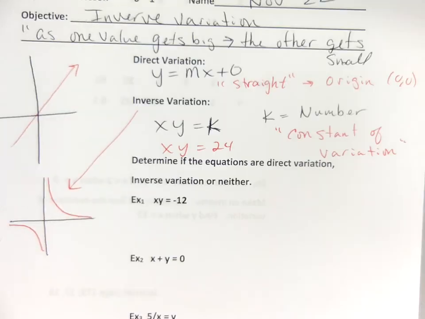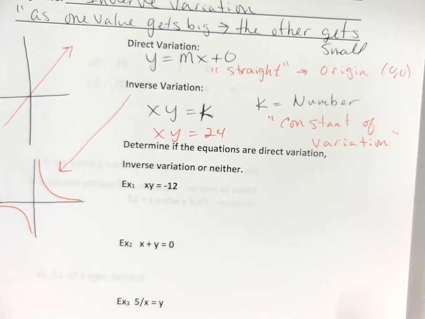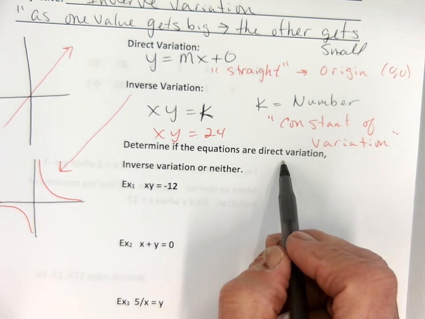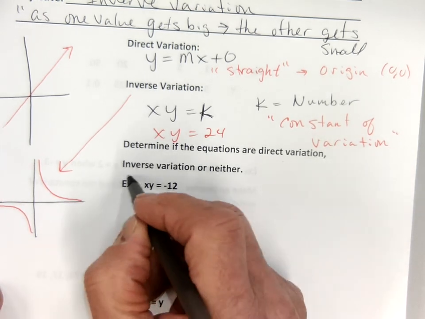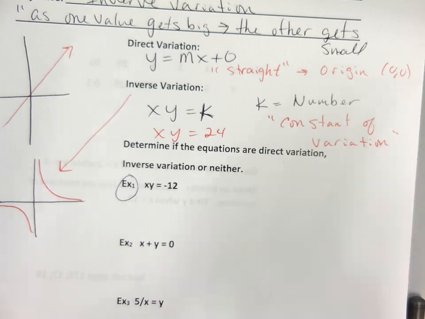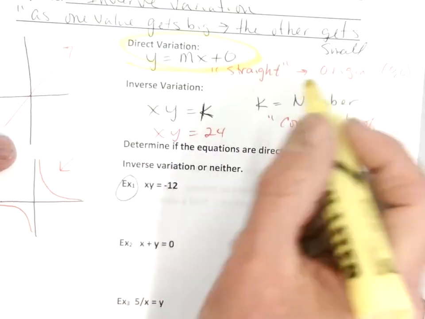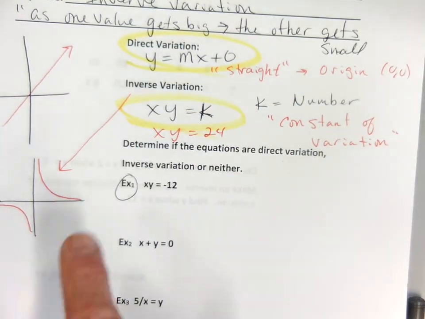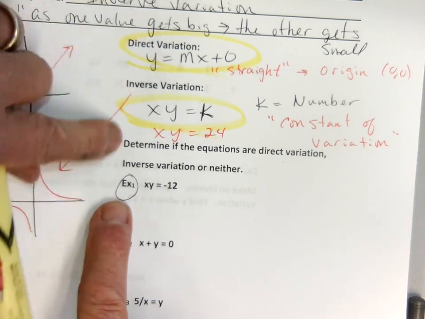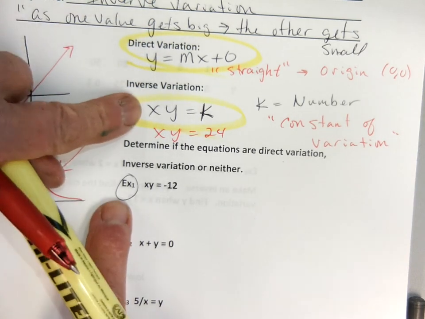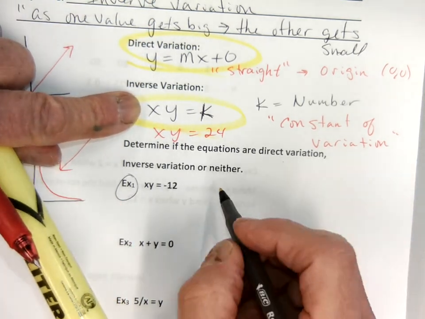We're good to go. So, example 1. Determine if it's inverse variation, direct variation, or neither. So take a look at example 1. Does it look like that or that? Which one does it look like? This example, which one does it look like? The second one, inverse, and it is. So this one's an inverse variation.